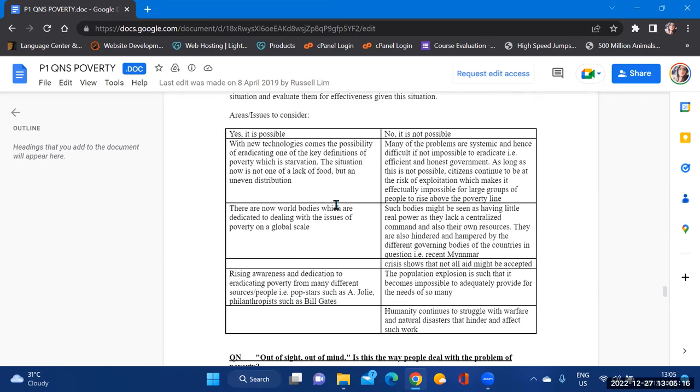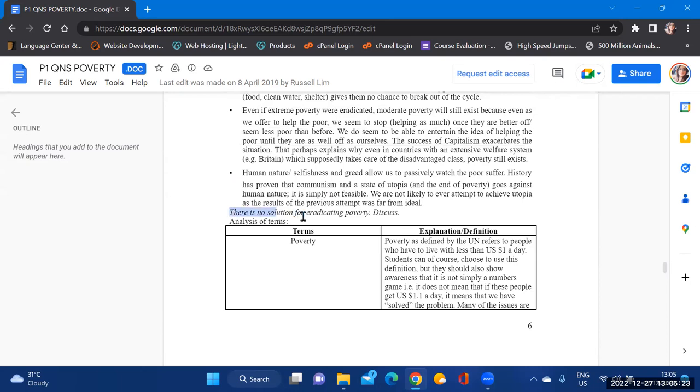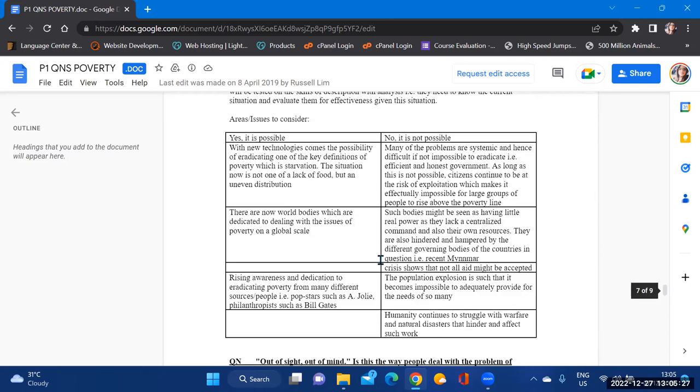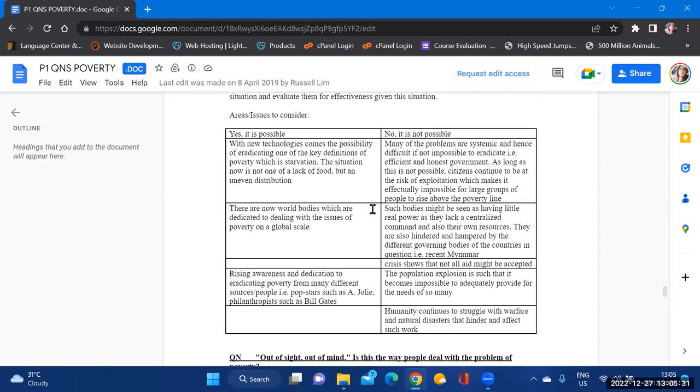And then areas or issues to consider. Yes, it is possible. What is possible? It is possible to eradicate poverty totally. Let's look at this chart. With new technologies comes the possibilities of eradicating one of the key definitions of poverty, which is starvation. The situation now is not one of a lack of food, but an uneven distribution. And there are now world bodies which are dedicated to dealing with the issues of poverty on a global scale. Rising awareness and dedication to eradicating poverty from many different sources of people: pop stars such as Angelina Jolie, philanthropists such as Bill Gates, and so on and so forth.